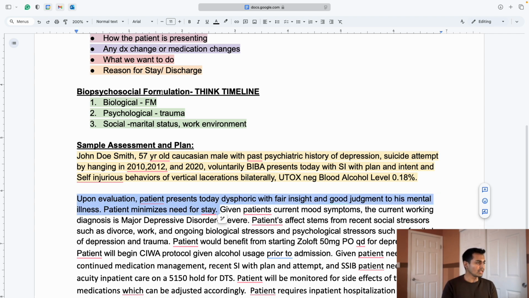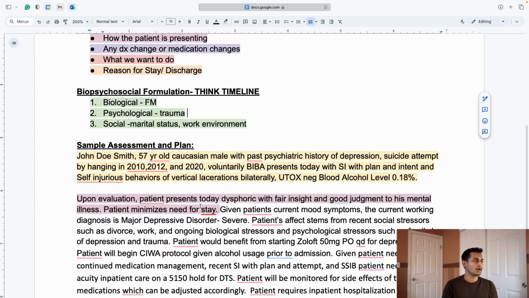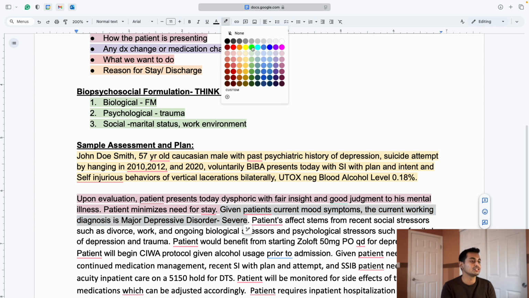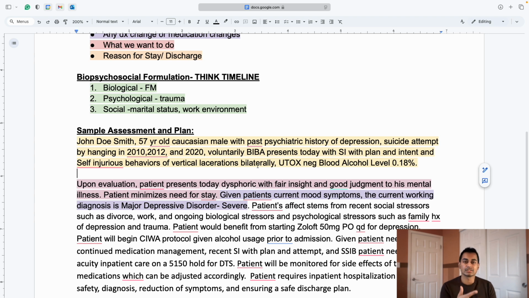So this is the beginning that we included in our one-liner. So we'll start from here. Upon evaluation, patient presents today dysphoric with fair insight and good judgment to his mental illness. The patient minimizes his need for stay. So that kind of tells us how well the patient knows their reason for hospitalization and mental illness. Given the patient's current mood symptoms, the current working diagnosis is major depressive disorder, severe.